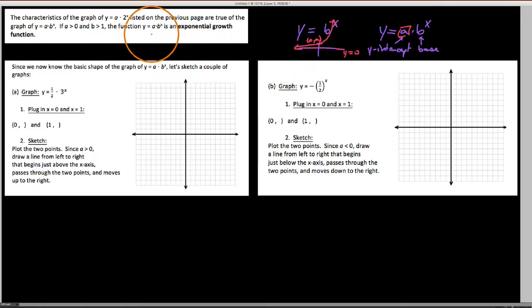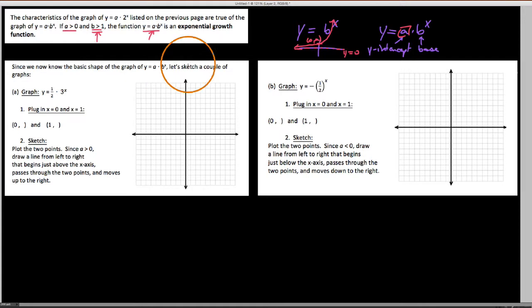We say that graphs of the form y equals a times b to the x are an exponential growth function if a is greater than 0, so the value up front is bigger than 0, and b is greater than 1. That is, it's not a proper fraction. Okay, it's always going to be an improper fraction, or at least 1. Or no, we don't even include 1. We wouldn't want to include 1 to the x.